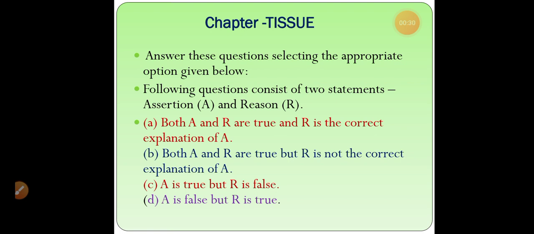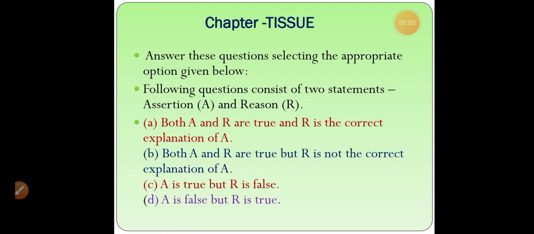If A and R both are true, and R is the correct explanation of A, then we will choose option A. Second possibility may be there. Both A and R are true, but R is not the correct explanation of A. Then we will choose option B. Third possibility is there. A is true, but R is false. Then we will choose C.